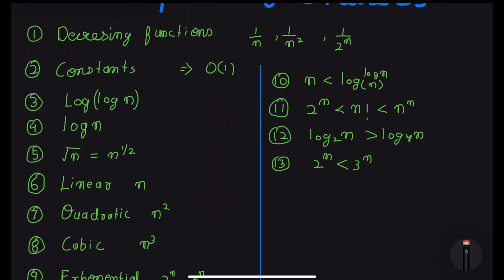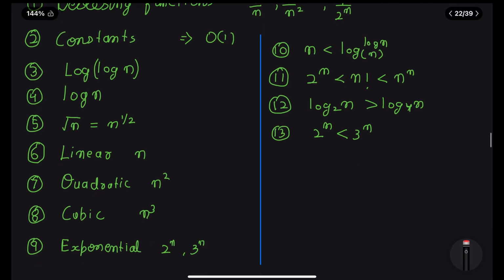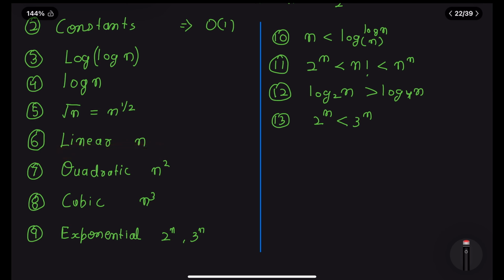Second we have constants: 1, 2, 3,000, these are all constants. Third we have log of log n. Fourth we have log n. Fifth we have under root n, or we can write it as n raised to the power 1 by 2. Sixth we have the linear function, and then we have the quadratic function, the cubic function, and then all polynomial functions will come here, raised to the power 4, 5, 6. And at last we have the exponential functions, which are 2 raised to the power n or 3 raised to the power n.